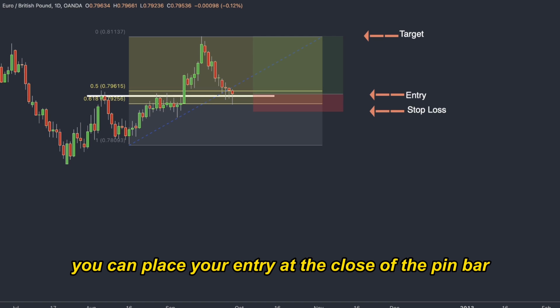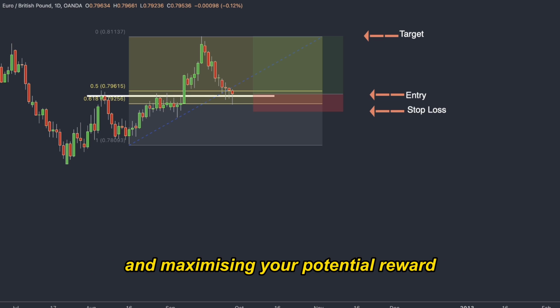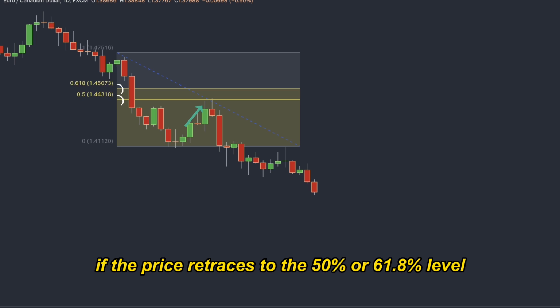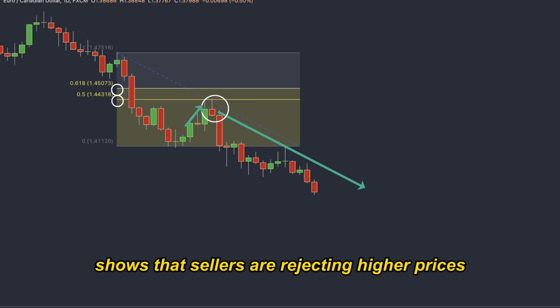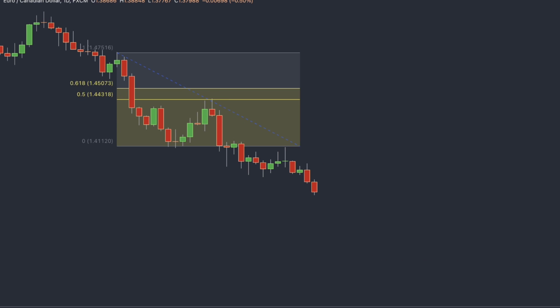You can place your entry at the close of the pin bar, with your stop loss just below the wick of the pin bar, keeping your risk low and maximizing your potential reward. Similarly, in a downtrend, if the price retraces to the 50% or 61.8% level and a bearish pin bar appears, this is your cue to enter a short trade. The pin bar's long upper wick shows that sellers are rejecting higher prices, signaling a continuation of the downtrend.